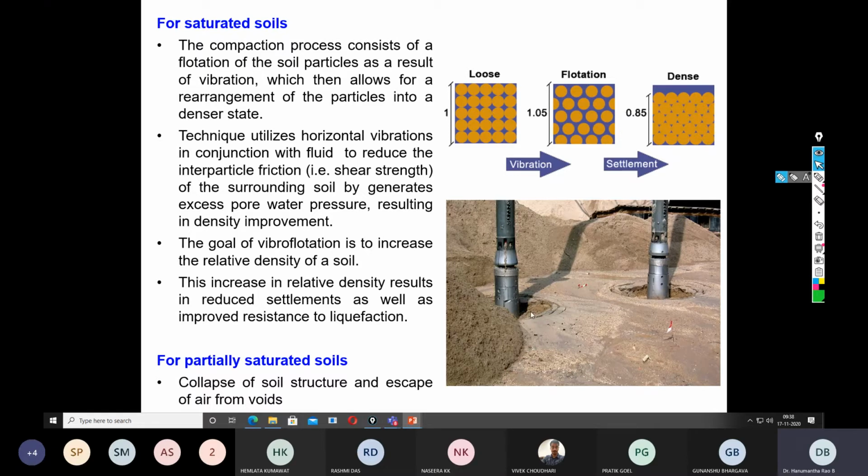So on a large scale, as we can see from these pictures, there is a collapse of the soil, a formation of the void, and this void is further filled with the backfilling material. And the top right schematic diagram also explains how the soil densification is happening. In the vibroflotation technique, the same schematic is valid for liquefaction also.